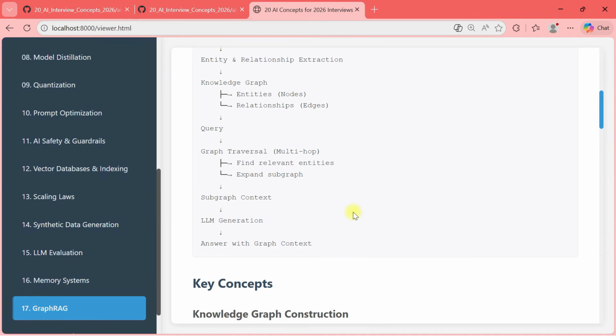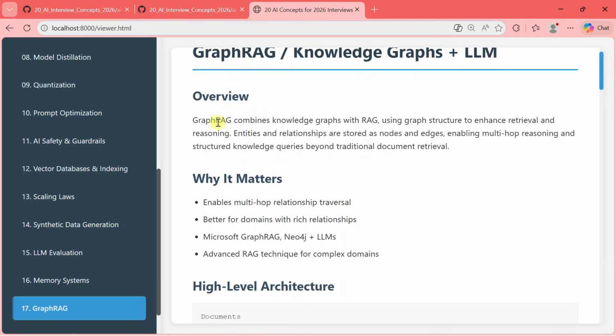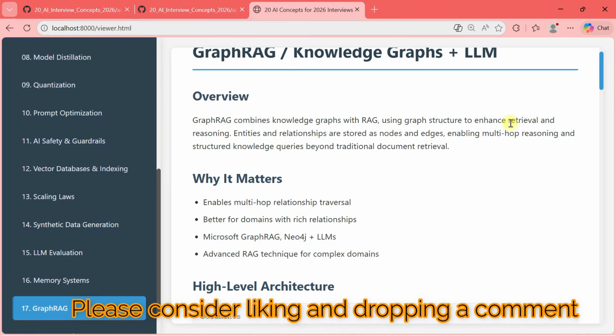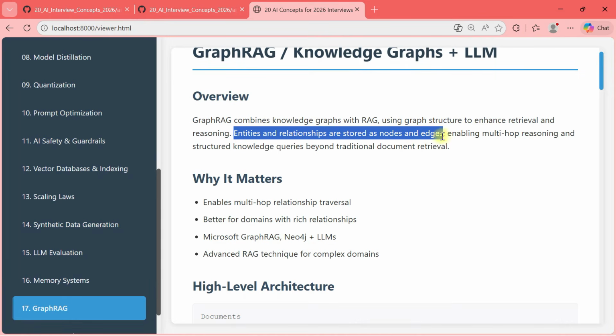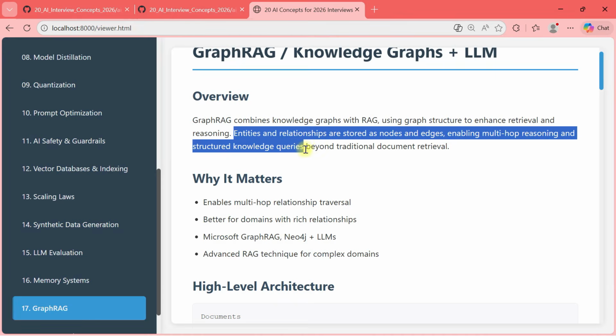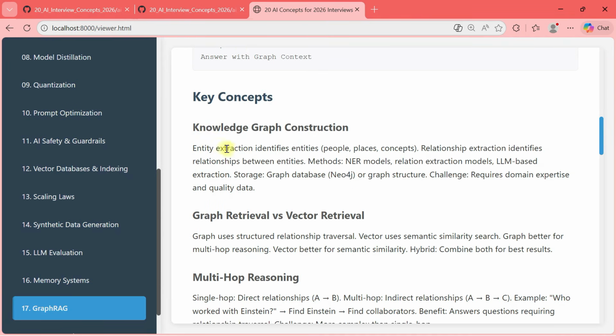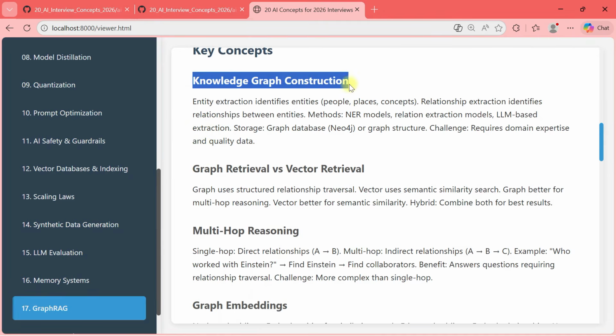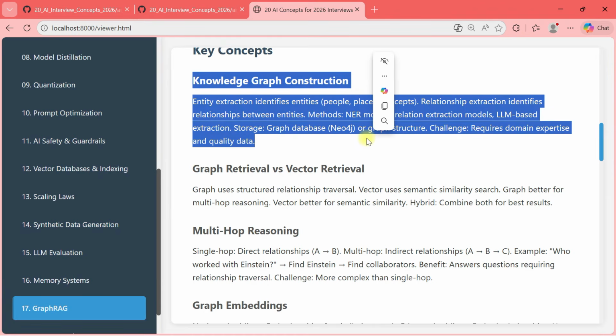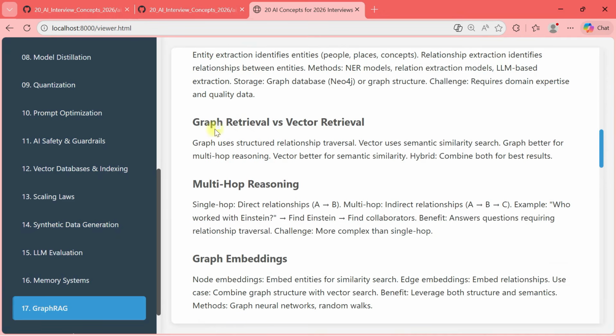That's it, okay. Knowledge stored in terms of graph. So graph RAG combines knowledge graphs with RAG, using graph structure to enhance retrieval and reasoning. Entities and relationships are stored as nodes and edges, enabling multi-hop reasoning and structured knowledge queries beyond traditional document retrieval. Fine, this is the structure. And as I told you, knowledge graph construction is basically named entity kind of construction.